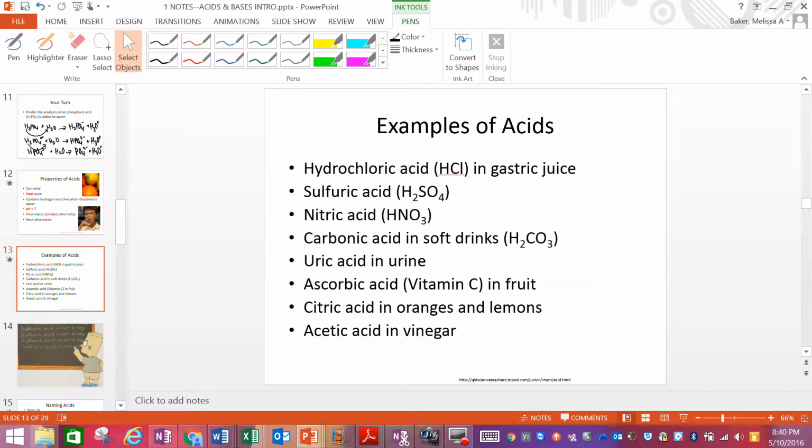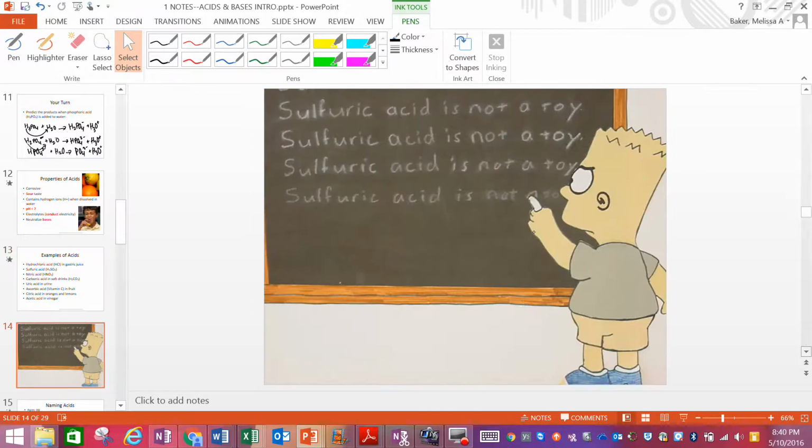Examples of acids: stomach acid, sulfuric acid, nitric acid, carbonic acid in your pops. You've got uric acid in your urine. Vitamin C is an acid. Citric acid we've mentioned, acetic acid, all sorts of acids. Of course, sulfuric acid is the one, when it's most concentrated, it's 19 molar. That stuff will go right through your skin down to your bone.